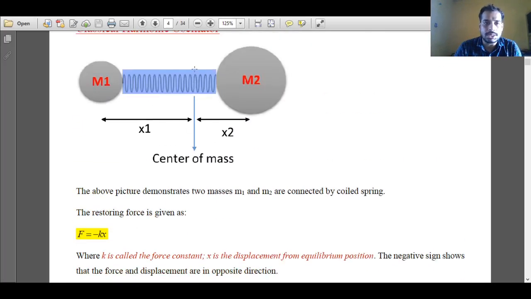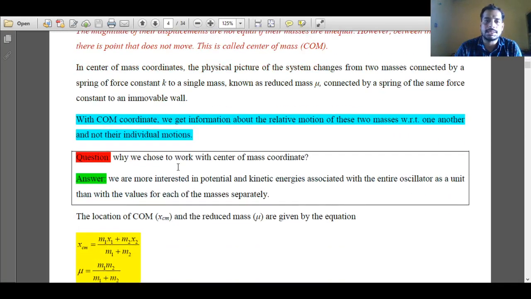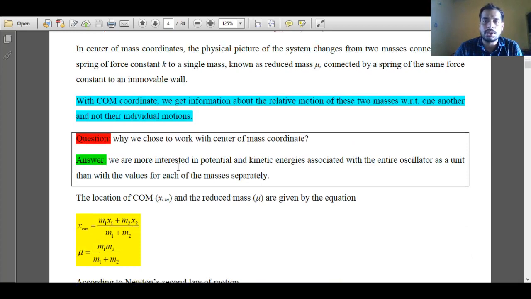So if we use a center of mass coordinate system to understand this two body system, we get a relative idea and not the absolute motion of the two associated masses, that is m1 and m2. So the center of mass coordinate system essentially gives the relative motion of the two masses with respect to each other and not their absolute motion.